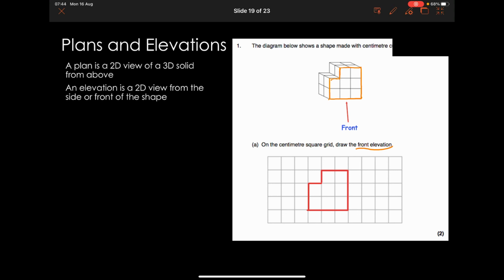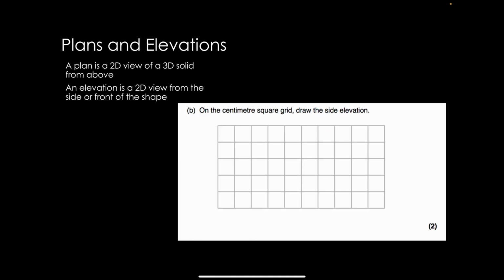So I can draw that just like that. Okay. And that's it. That's all you've got to do is draw that bit that I've just done on the 3D model onto the centimetre grid. And you get 2 marks. And people miss them out because they get confused and think they don't know what they're doing. All right, let's look at another example.